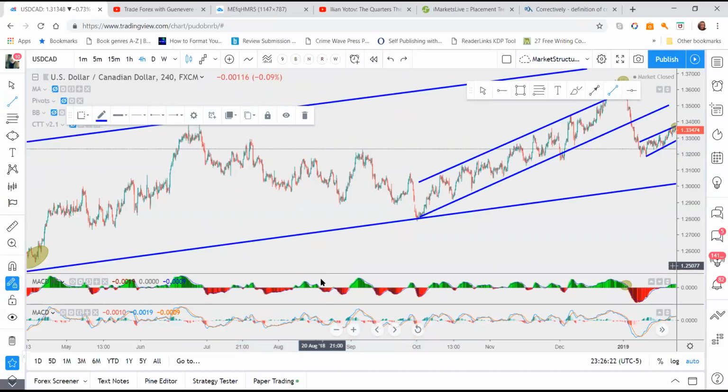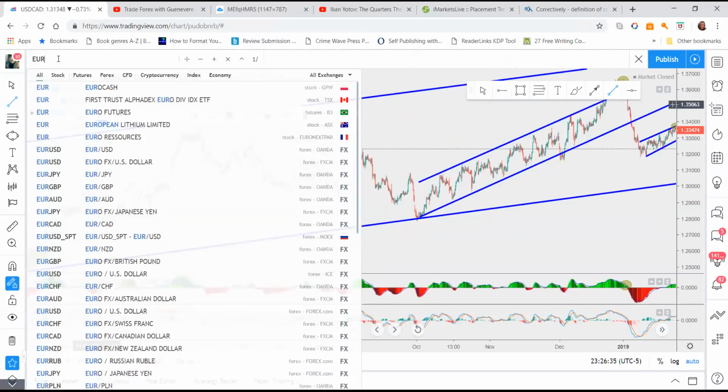Start looking for channels and MACD crosses. Now, the MACD cross, when these are over on the higher time frame, is on the 4 hour, when you've got these big pushes that are going for like 100 pips, like the EuroCAD was.